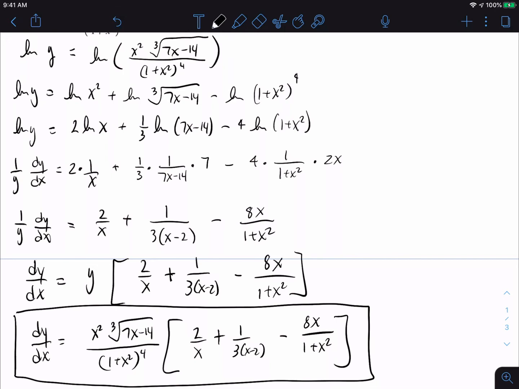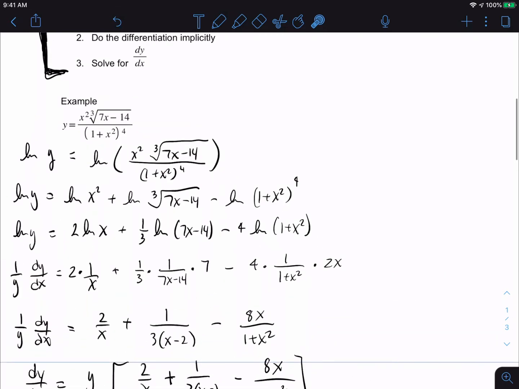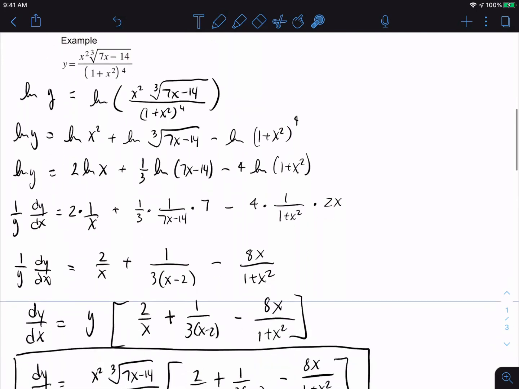And then we have to remember that at the beginning of the problem, y is equal to this thing. So since I want everything in terms of x, I'm going to substitute the original problem back in. Okay, it doesn't matter that it's natural log of y? The original problem was just y is equal to. Okay, cool. Does that make sense? Yep, totally.